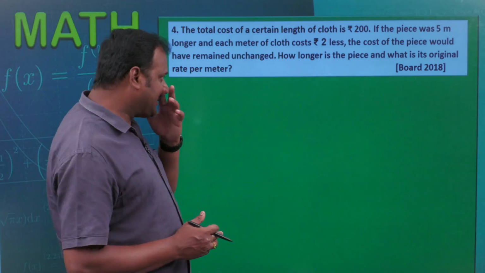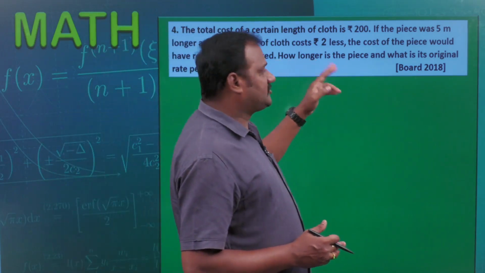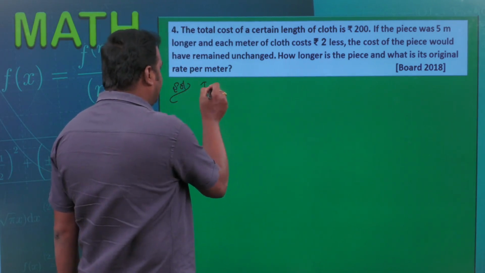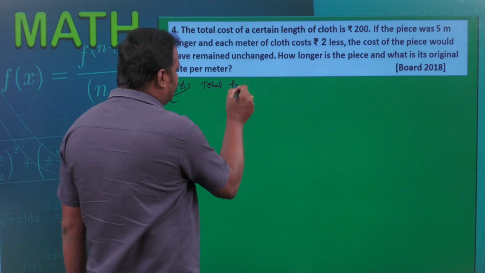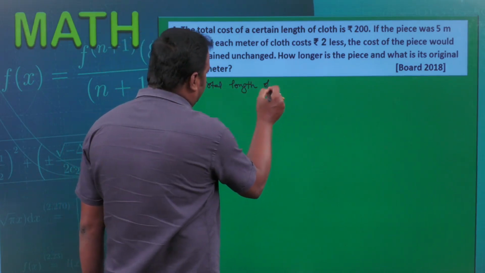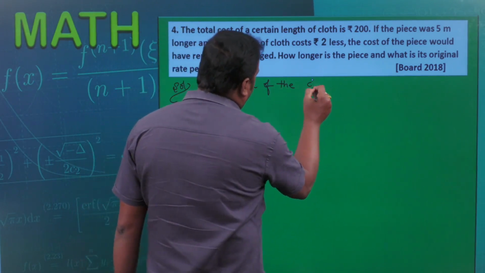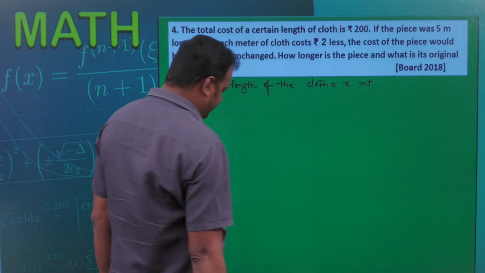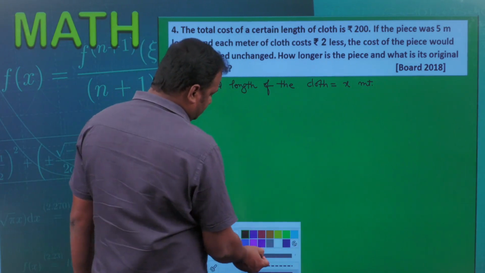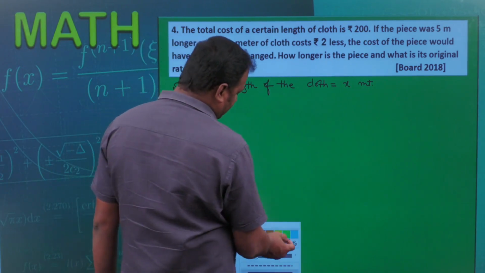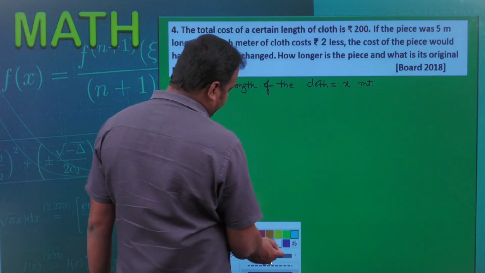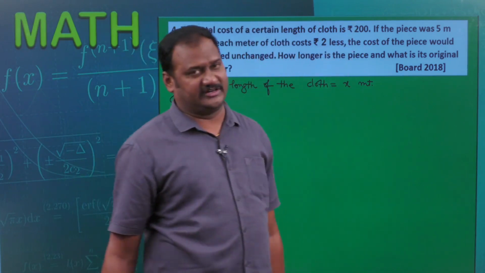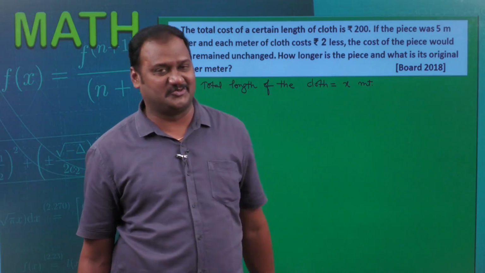See, there are two things that we need to understand here. We do not know what is the total length of the cloth. So I would like to start with total length of the cloth. Total length of the cloth is equal to some x meters. Okay, that is the total length of the cloth. So now after finding total length of the cloth, I would like to take total cost of the cloth is equal to 200 rupees. Total cost is equal to 200 rupees.